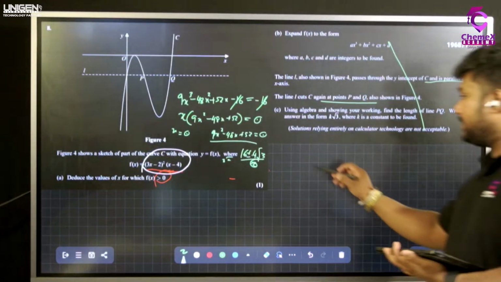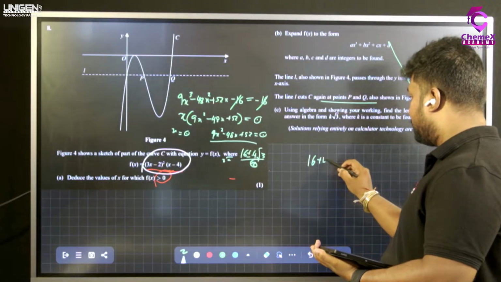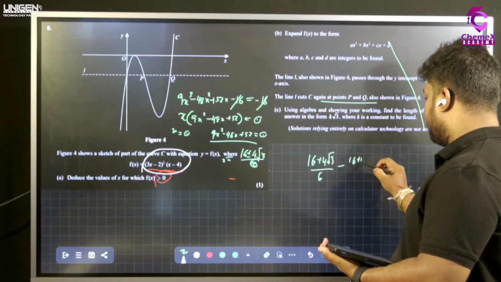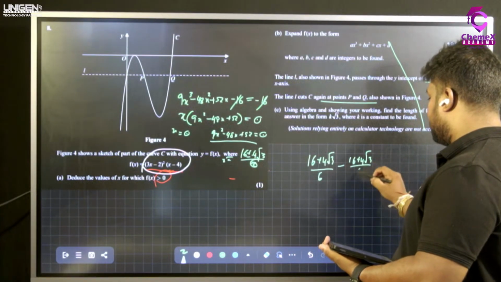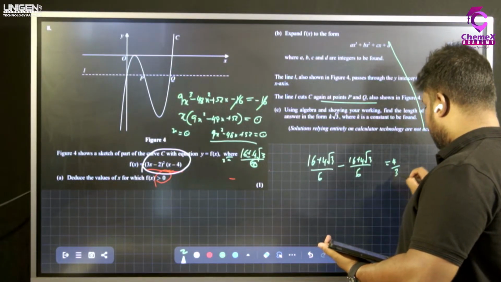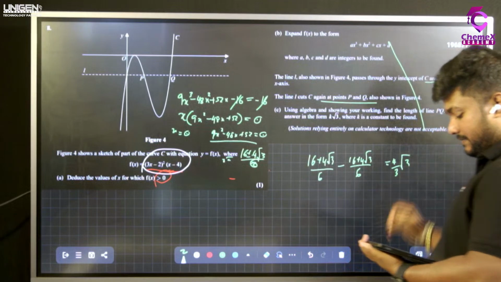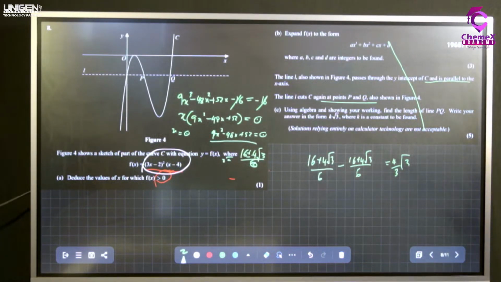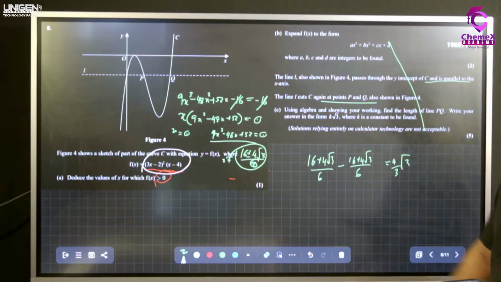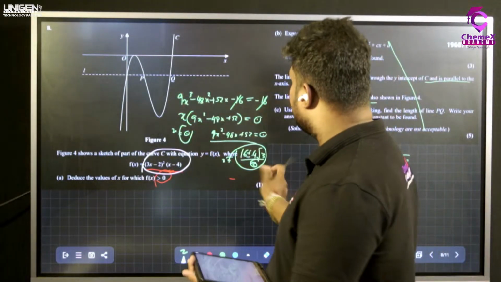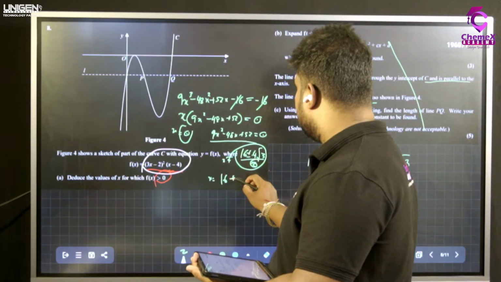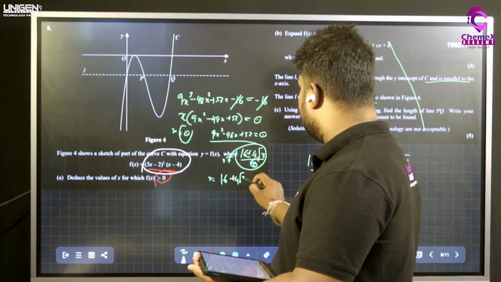You have to subtract the two distances. 16 plus 4 root 3 over 6 minus 16 plus 4 root 3 over 6. So what's the distance? 4 over 3 root 3. So that's the gap between those two coordinates you get for x. One x is equal to 16 plus 4 root 3 over 6.